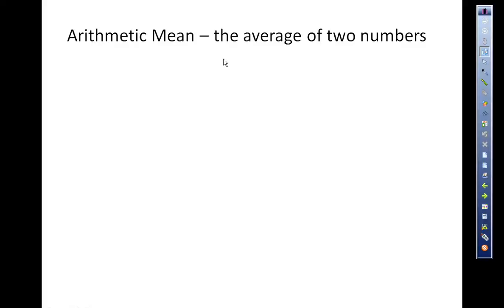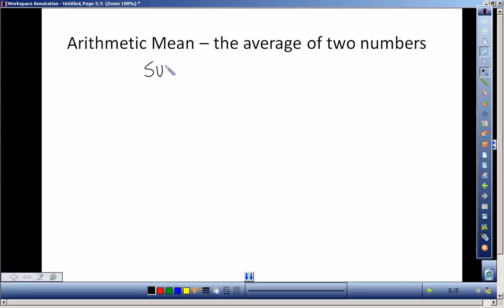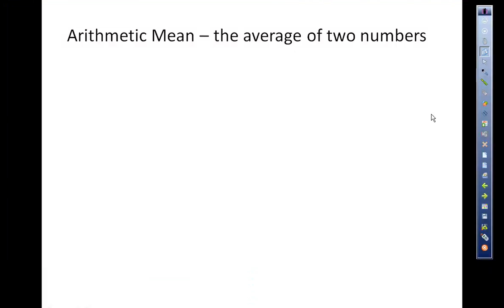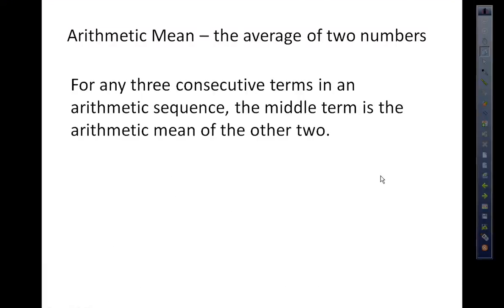Something else that we need to know, the arithmetic mean. Arithmetic mean is the average of two numbers. We've been doing the arithmetic mean forever. We've just always called it an average. Don't forget that an average means that you just find the sum of the two numbers, and then you divide that sum by 2. So the arithmetic mean of two numbers is the average of those two numbers.